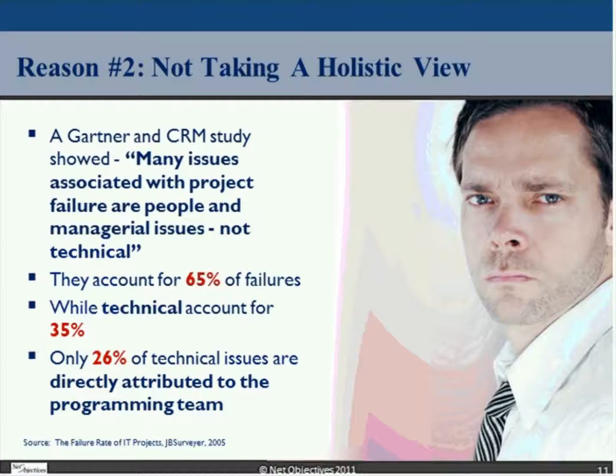Not taking a holistic view, and this is something we've seen an awful lot, where many issues associated with project failure are people and managerial issues, not technical. There's a great focus in the Agile space right now about improving the team with Scrum, but in fact, 65% of the issues are not technically related. Things like extreme programming are often very technically oriented. So we're not saying that XP and Scrum aren't right. They're good, but the question is, is that really where the focus is? 20% of technical issues are directly attributed to the programming team.